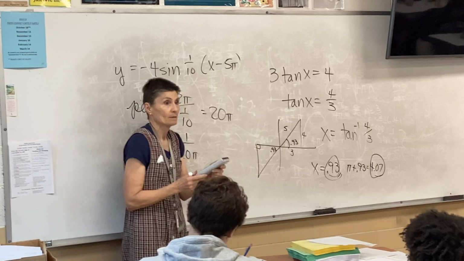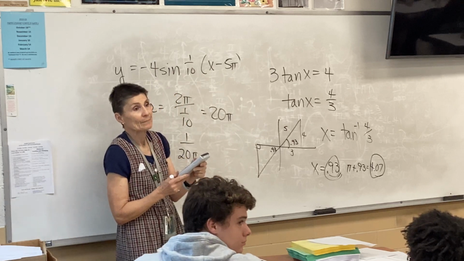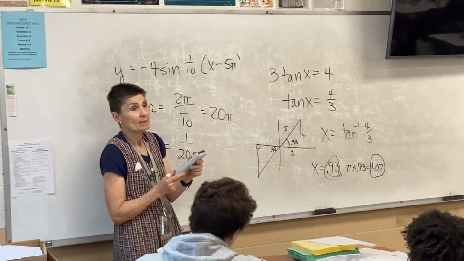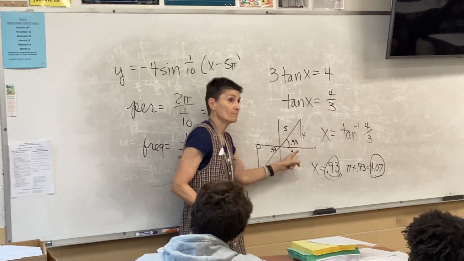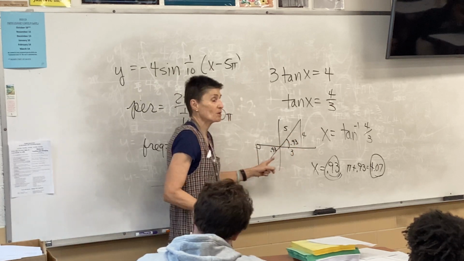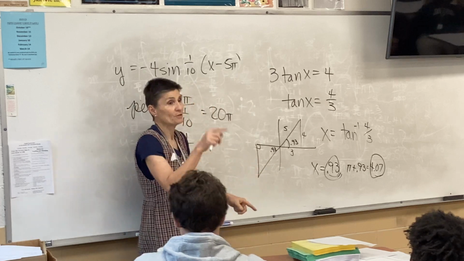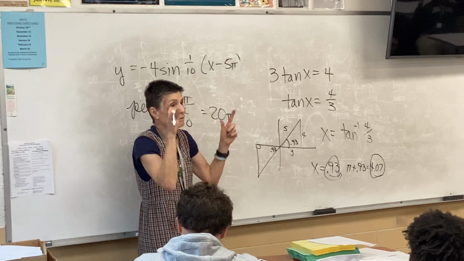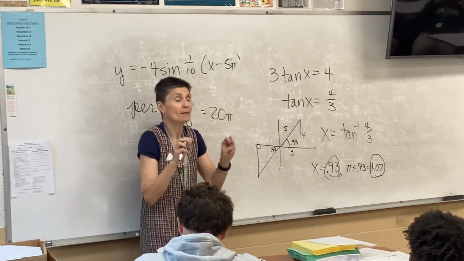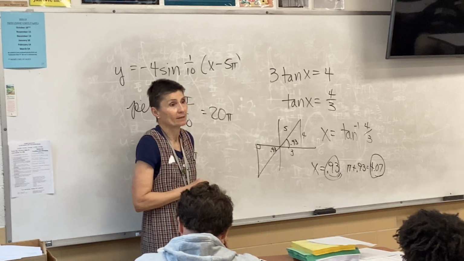Yes? Since it's like a special triangle, wouldn't that angle be 60 degrees? No, this is a Pythagorean triple, but the special right triangles are 1, 2, root 3, or 1, 1, root 2. 3, 4, 5 is a Pythagorean triple, but it's not one of my special right triangles.